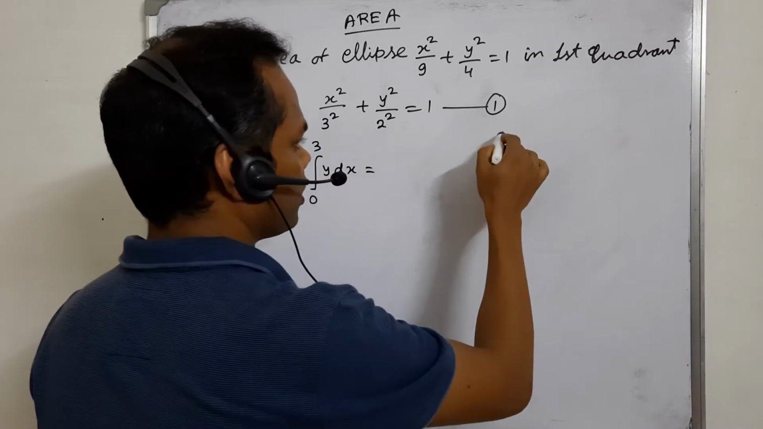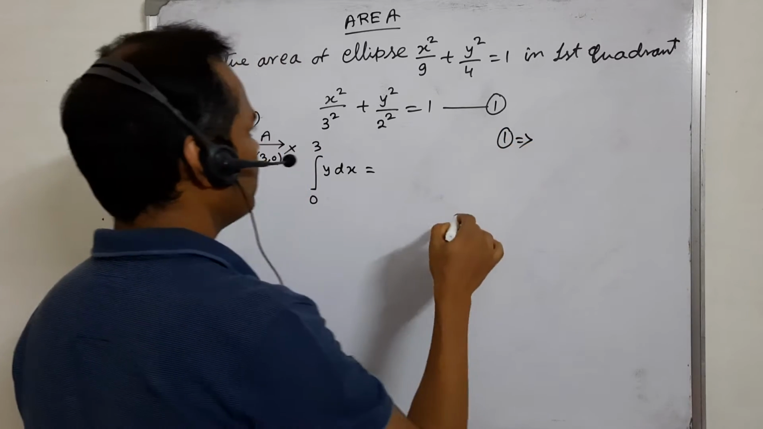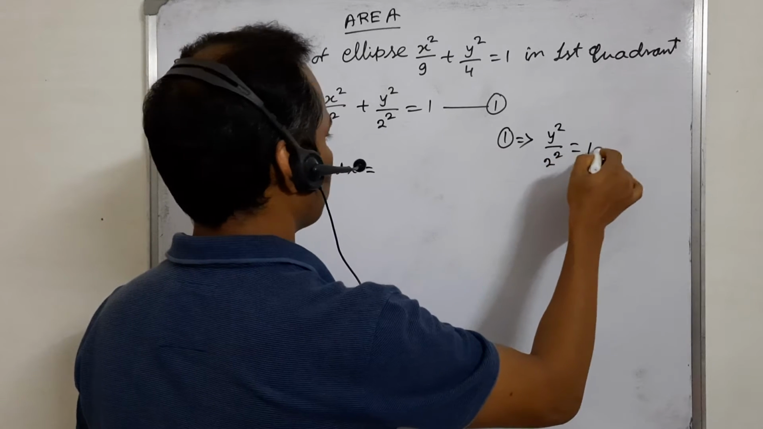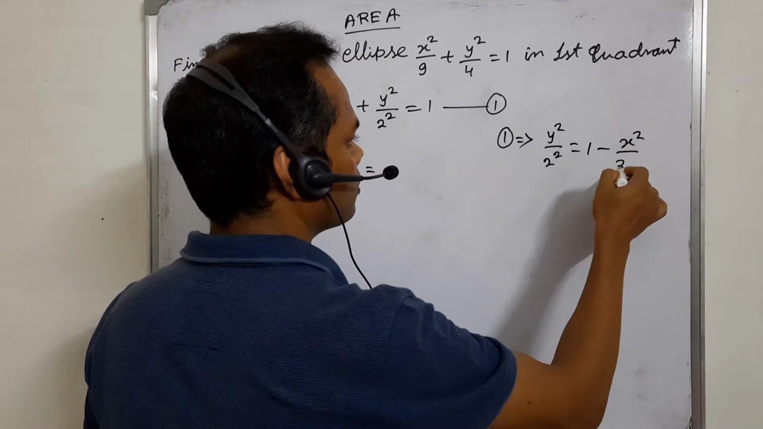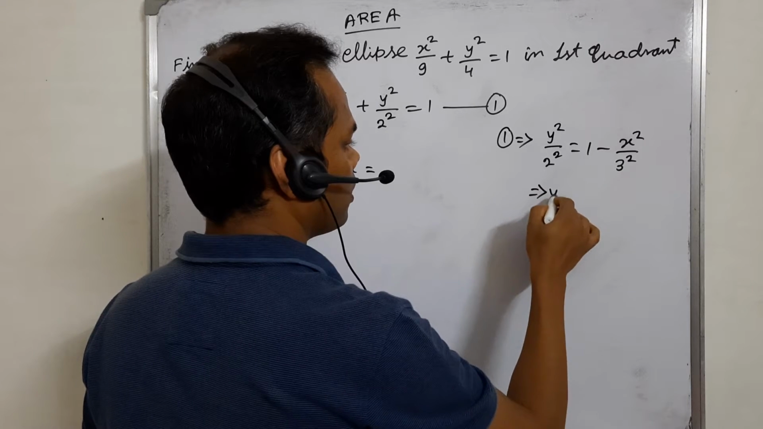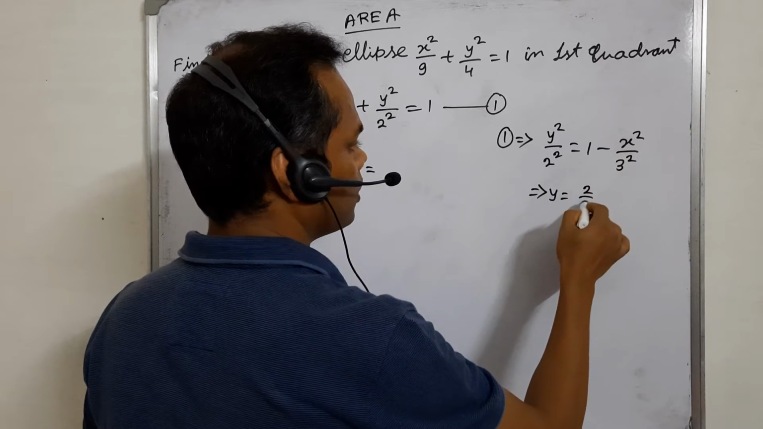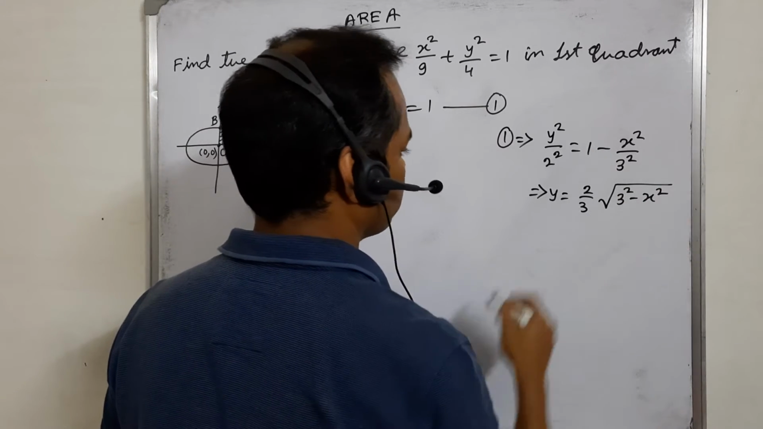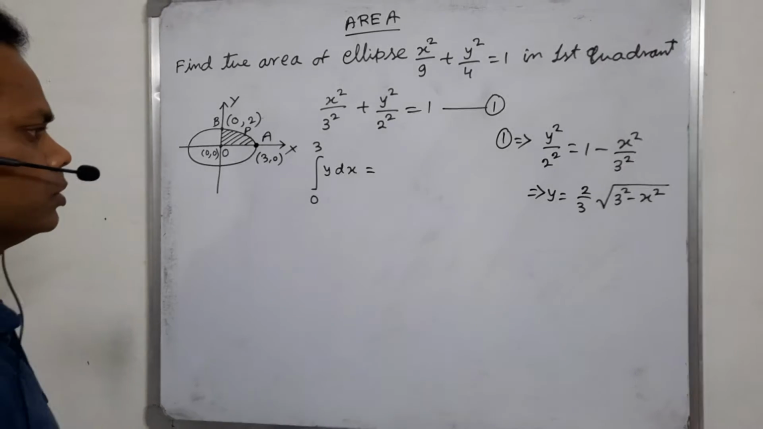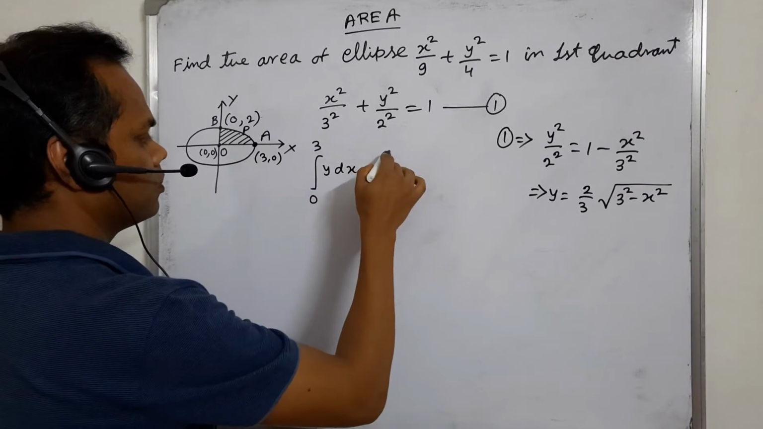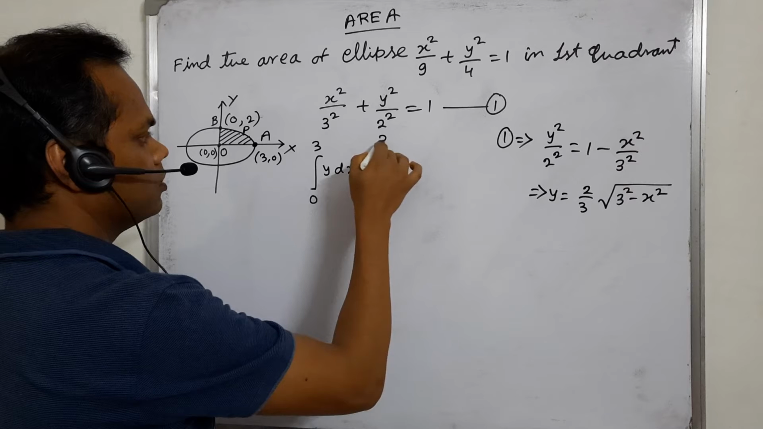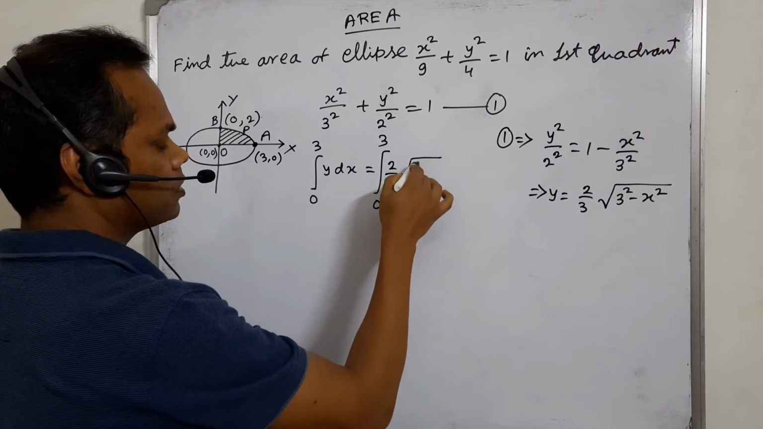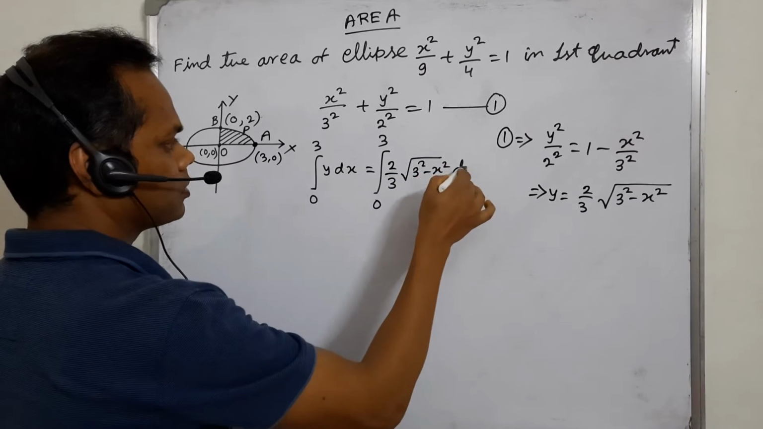So here we have to find y. From equation 1, y square by 2 square equals 1 minus x square by 3 square, and y equals 2 by 3 times the square root of 3 square minus x square. So for y dx, y is replaced: the integral from 0 to 3 of 2 by 3 square root of 3 square minus x square dx.